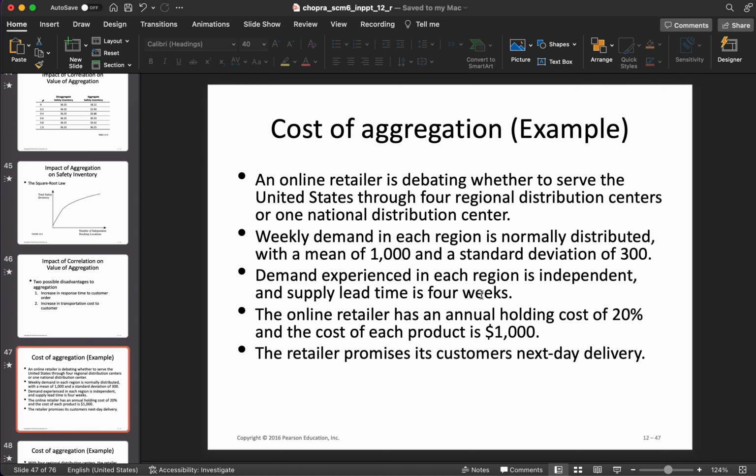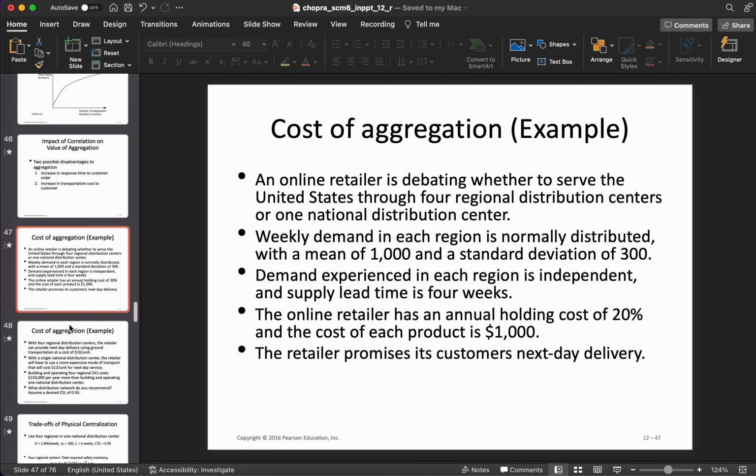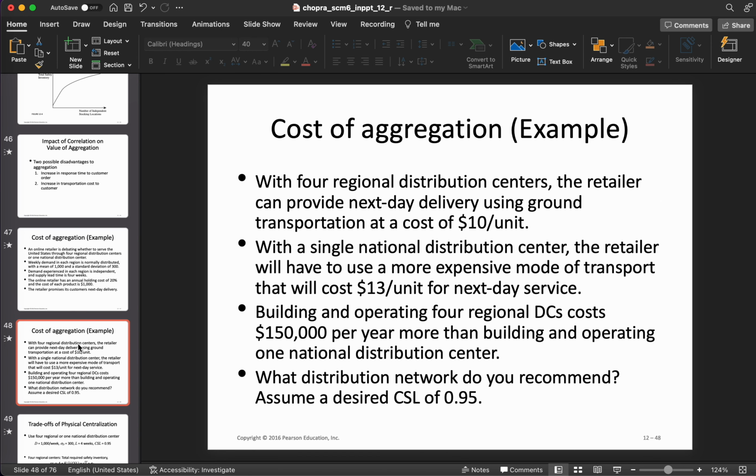And the supply lead time is 4 weeks. So it takes 4 weeks for your order to arrive. Now, the online retailer has a holding cost of 20%, and the cost of each product is 1,000. So basically, you're paying $200 to hold it in inventory for a whole year, 20% of 1,000. Now, the retailer promises customers next day delivery. This is actually pretty common. Let's say you're delivering blood to blood banks, then you have to deliver it within the next day, sometimes even within the same day.